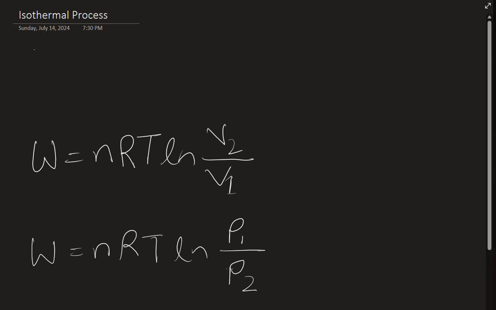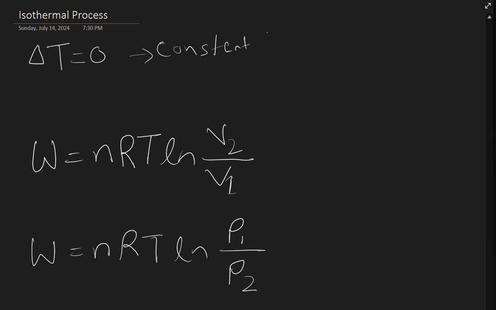Okay, so the isothermal process means same temperature. Iso means same and thermal means temperature. So isothermal process means the same temperature. So del T, or the change of temperature, will be zero. So when del T is zero, that means temperature is constant. So in isothermal process, the temperature is always constant.